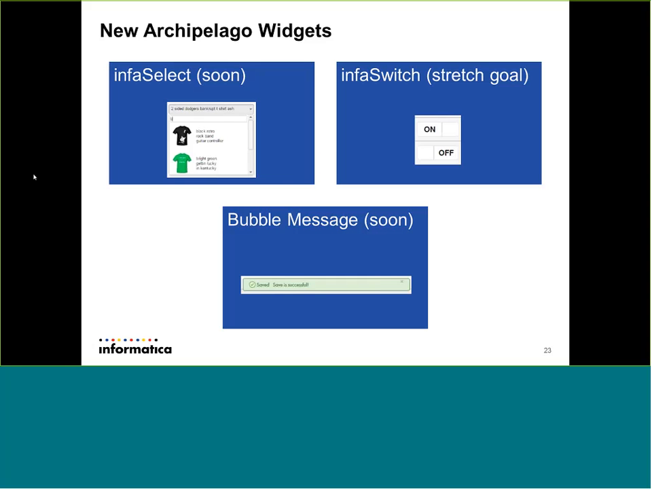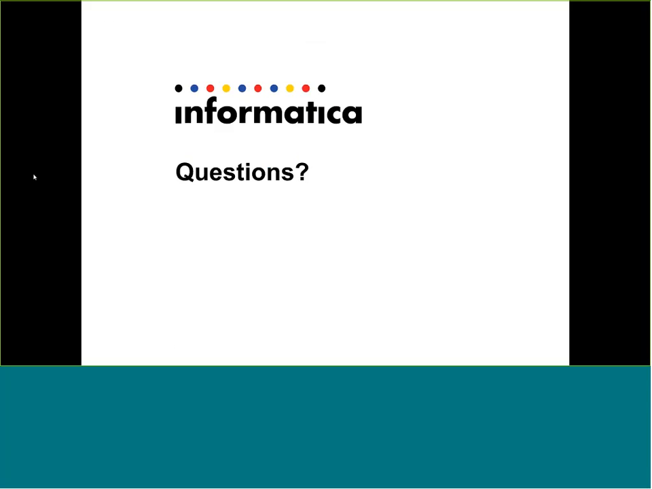So as you can see with this, InfoSelect is going to be available by the end of the month, as well as the bubble message will be exposed and documented soon. And then if we have time before the end of the 3.1 release, we'd like to get the switch widget out there for you. So that's a run through of what to expect for the widgets that will be available for you in 3.1.